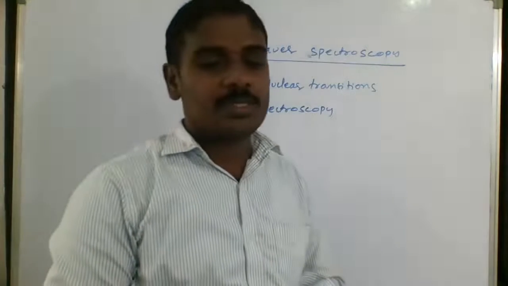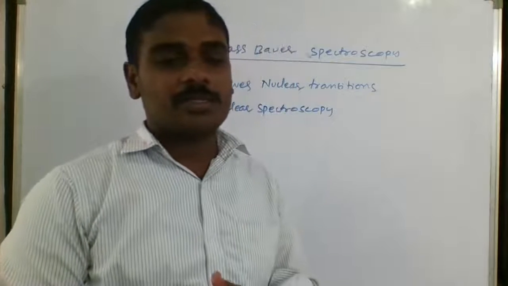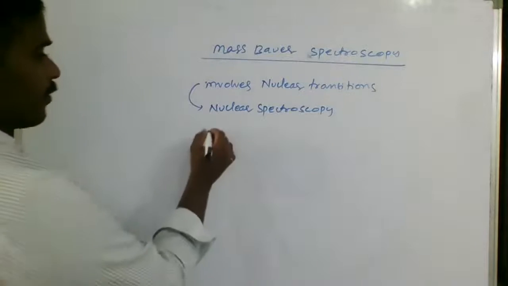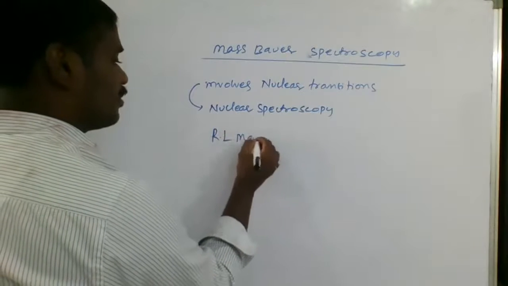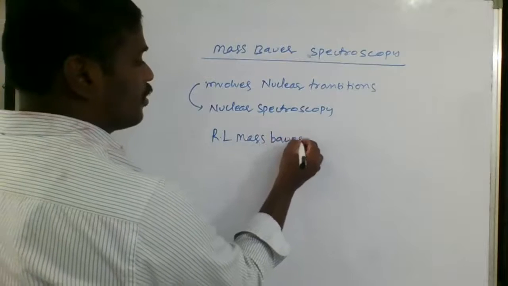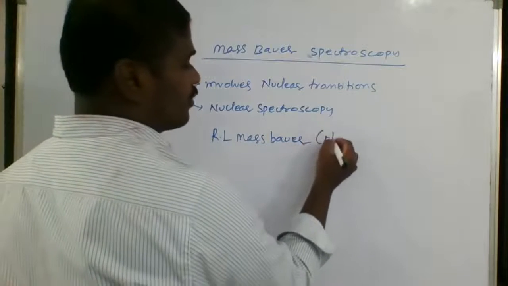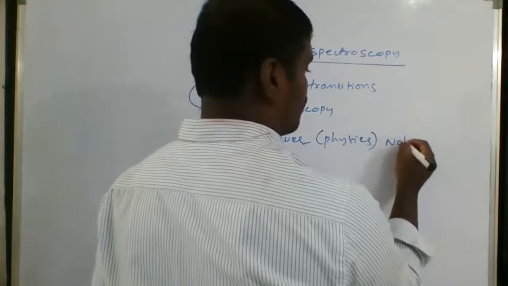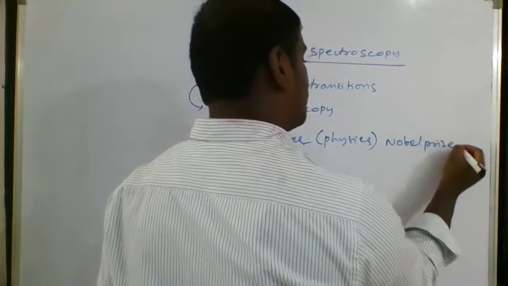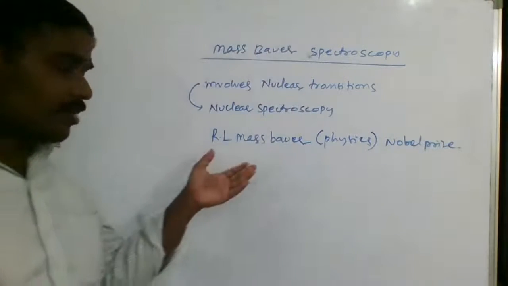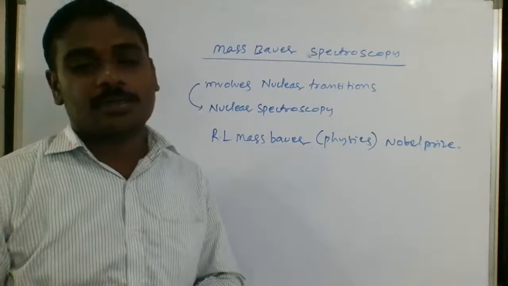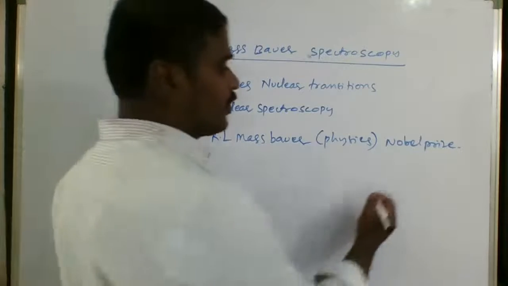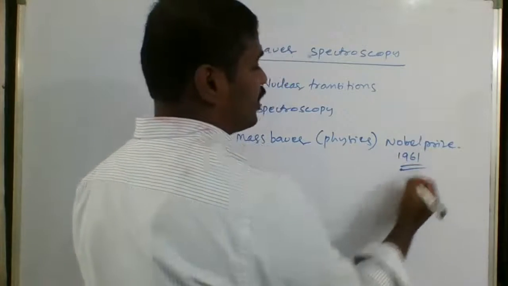Nuclear spectroscopy was developed by R.L. Mossbauer, who got the Nobel Prize. He is related to the physics topic. In physics, he got the Nobel Prize for this discovery in the year 1961.